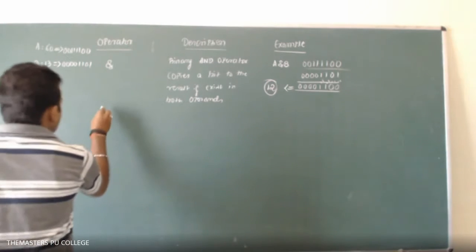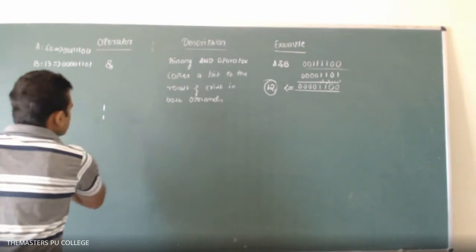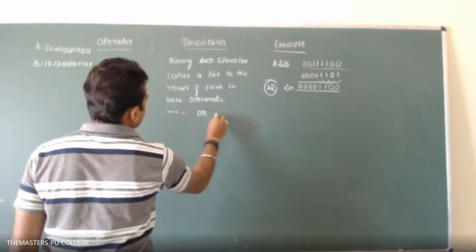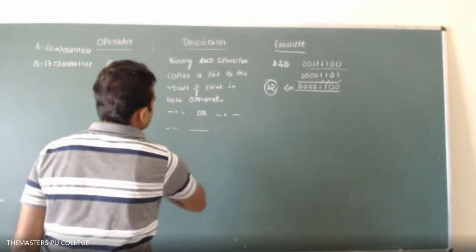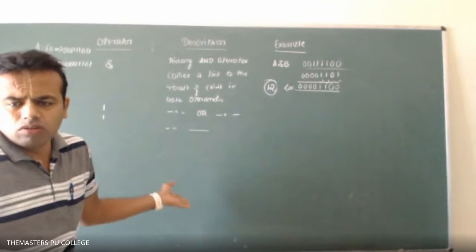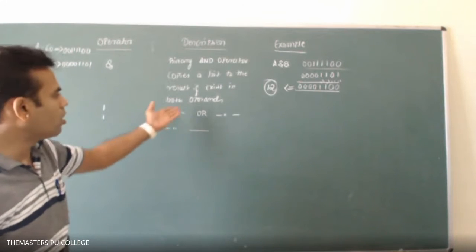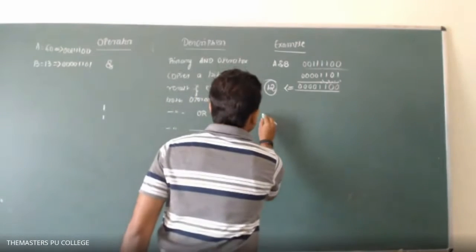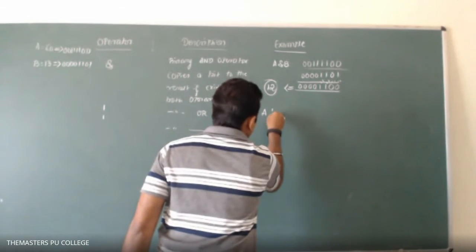Right, next. Binary OR. The same thing, only I will change the OR operator. The remaining things will be the same, no changes. Description, no change. Okay, only the OR operator will change, right? Bitwise OR. So what is the operator I need to write?